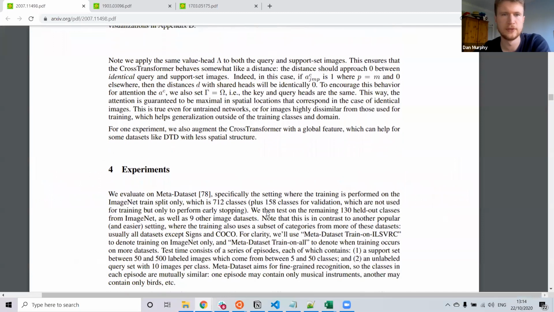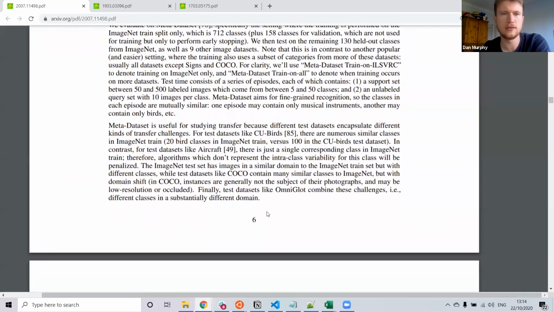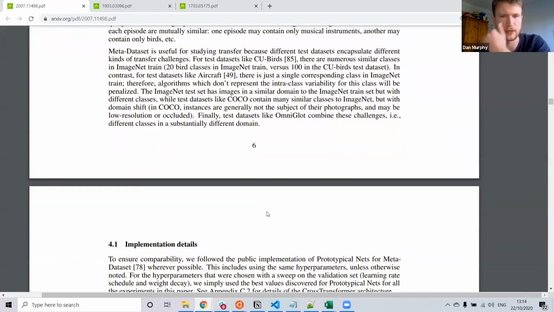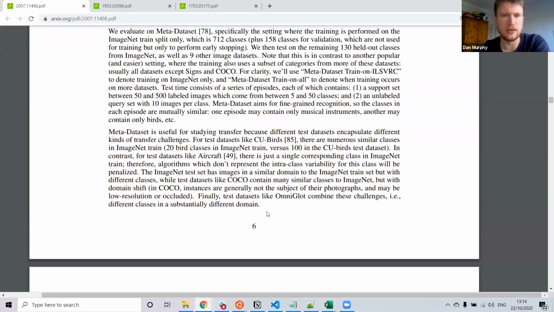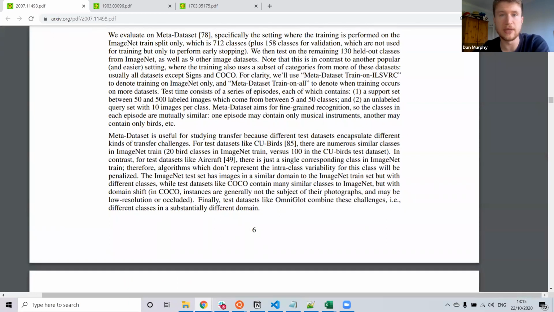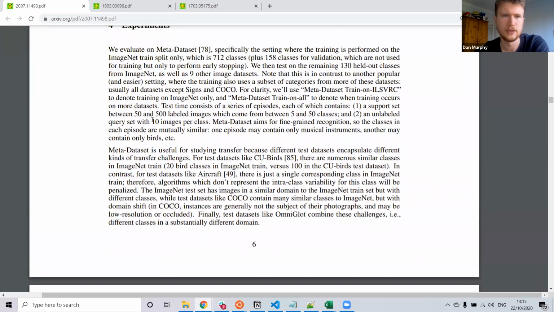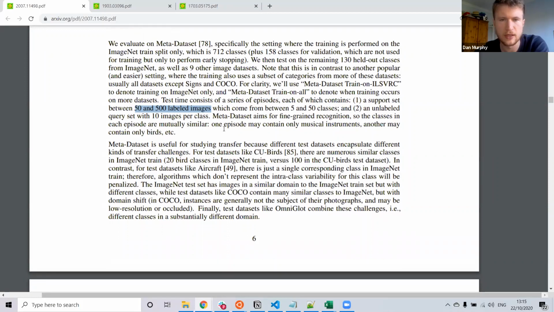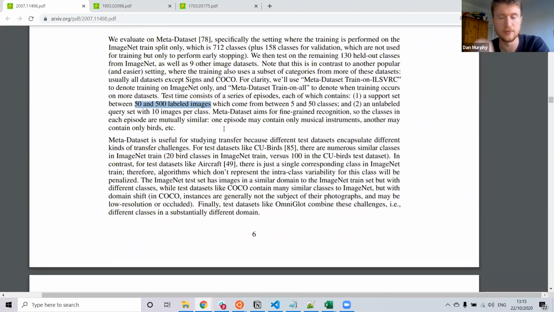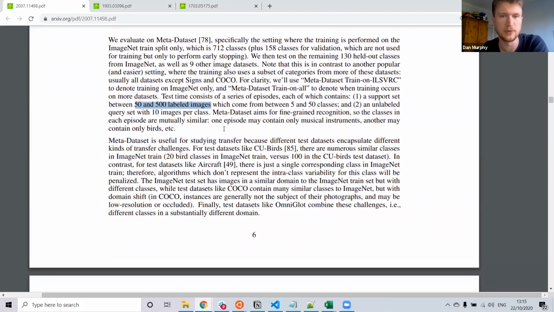Okay, cool. So they then talk about the experiments they ran. So they revisit metadata set basically, and talk about the training, how they do the training. So here we go, Arvid. The support set is not consistently sized. Gotcha. So I guess training time and inference time changes depending on how big your support set is.